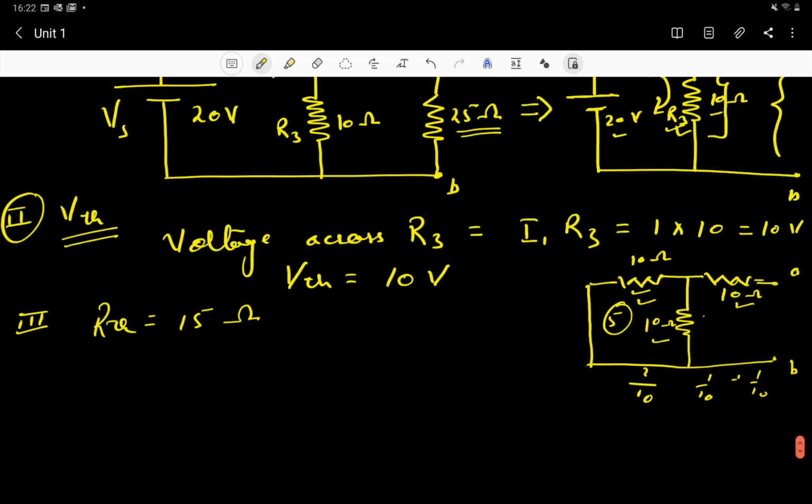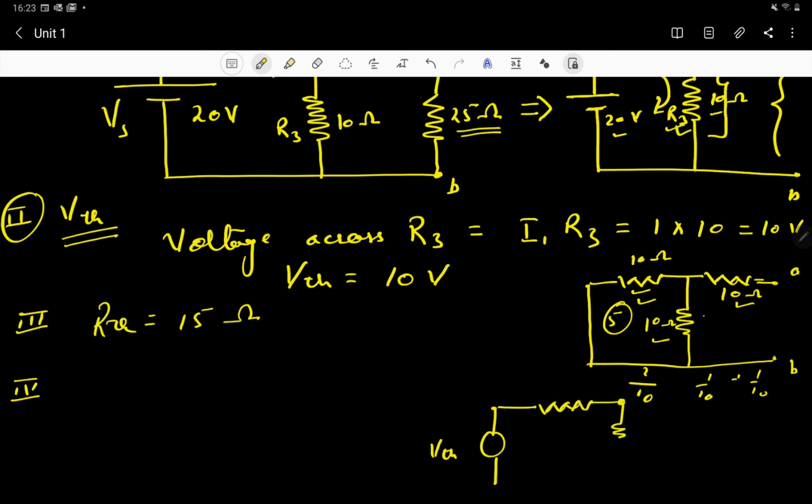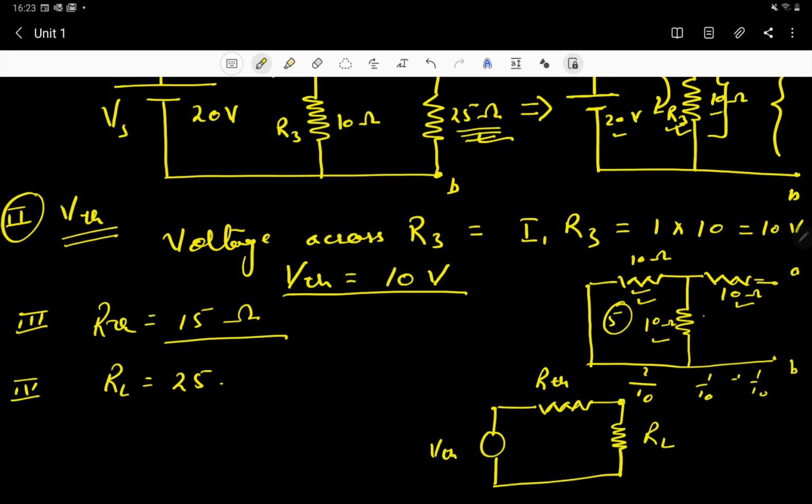Now what is your fourth step? The fourth step was to draw the circuit in which there should be the VTH in series with the RTH, and across the terminal we are going to connect the load resistance RL. All right, this is RTH with RL. Here you can see that VTH is 10 volts, RTH is 15 ohm, and RL is how much? You can see in the main circuit it is given as 25 ohm.